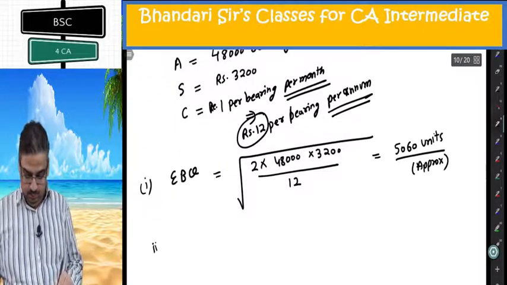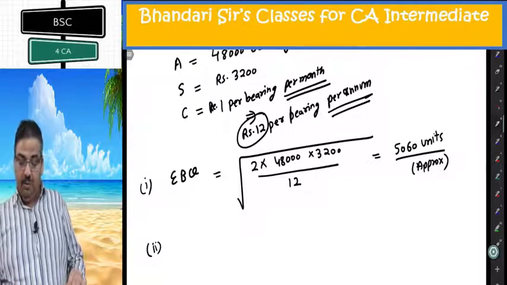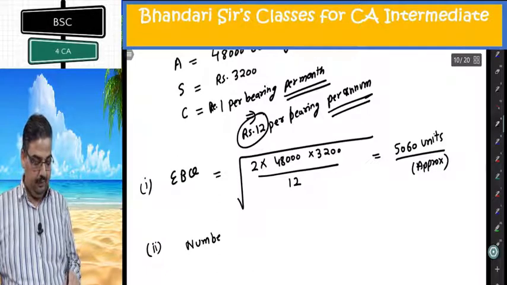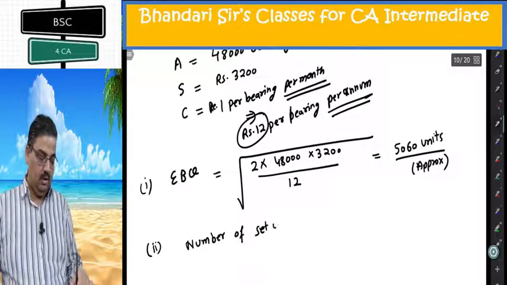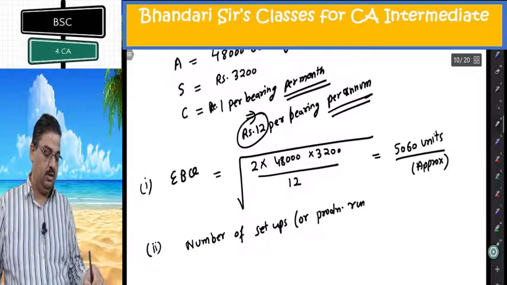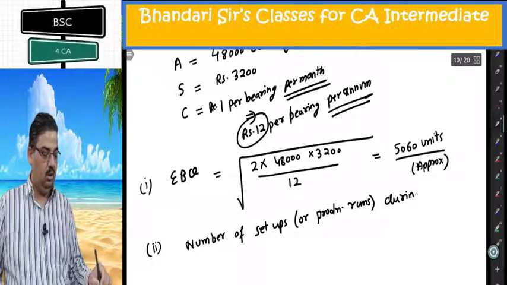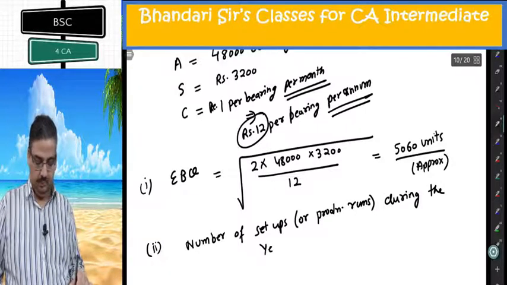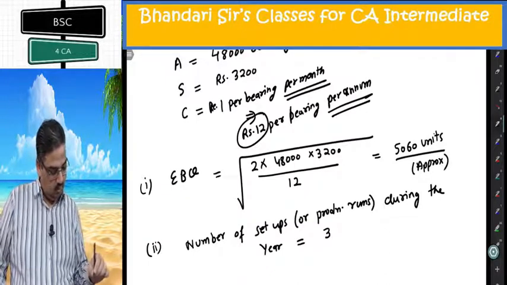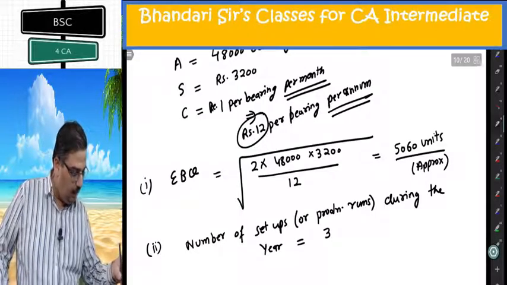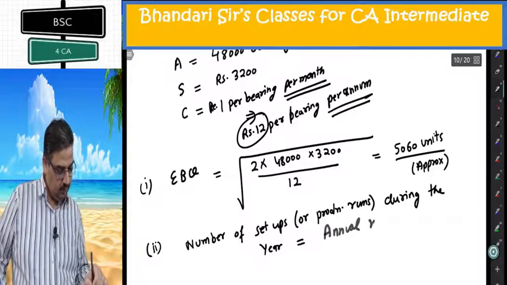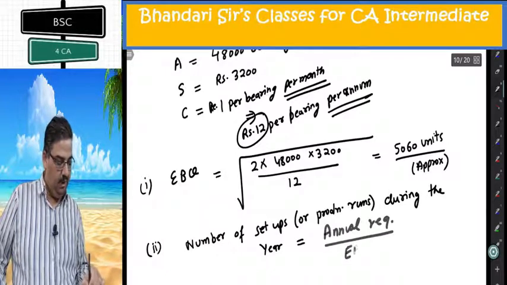Number 2. What is the interval between two consecutive optimum runs? Now, number of setups or production runs during the year is annual requirement divided by EBQ.